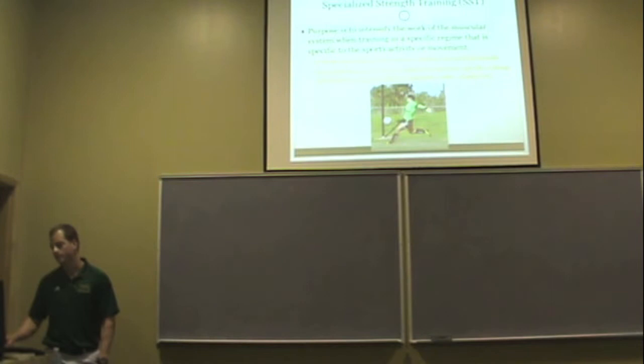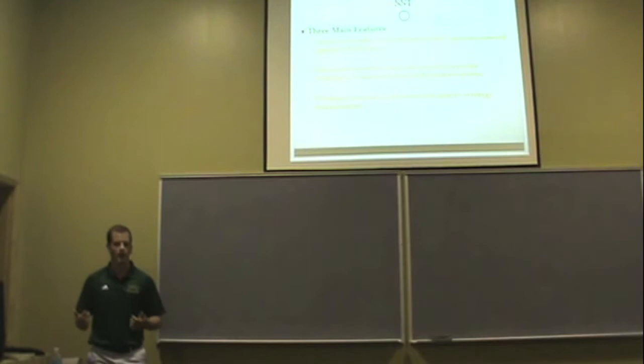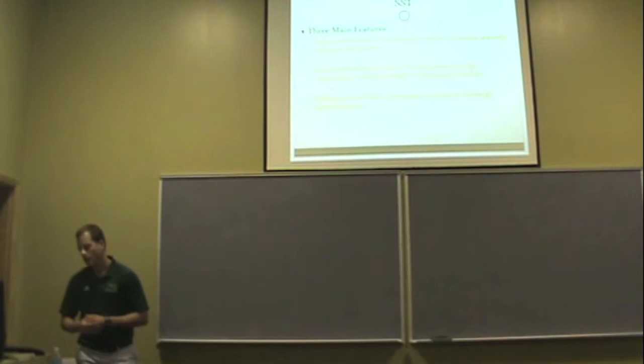Three main features, just to hit on these a little bit. Specialized strength training that we'll talk about improves the ability of the nervous system to generate powerful signals to the working muscles. That's pretty general, dependent on what your goals are. If you're trying to increase strength, you're trying to improve the neural firing of those muscles, generate more or recruit more motor units. If you're trying to increase power, that's having a faster impulse, things of that nature.